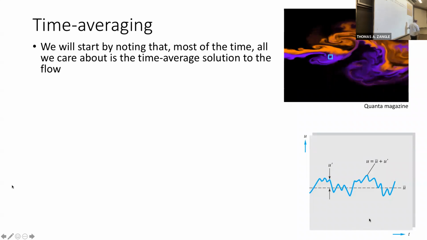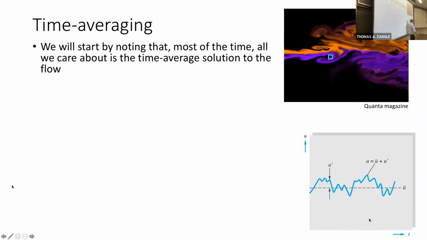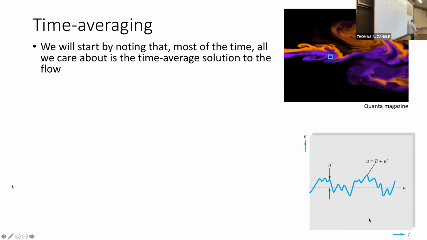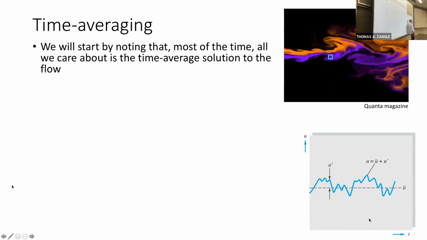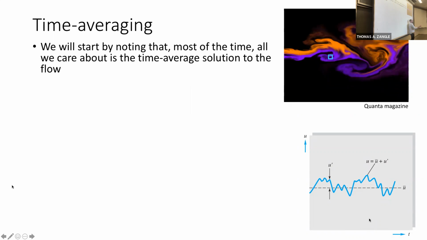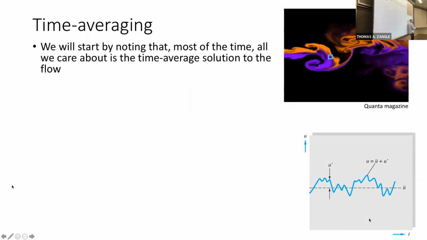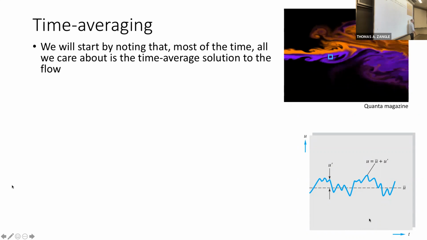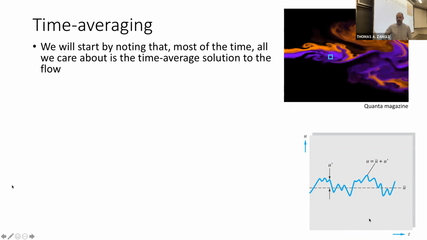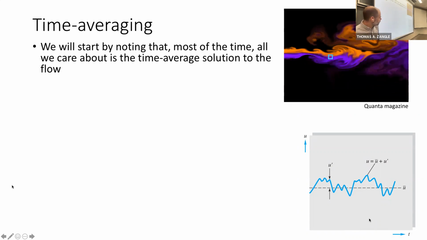So by splitting the velocity this way, we're basically saying the average velocity within the flow is the thing that I really care about in most engineering situations. And this other thing, which is hard to deal with, I'm going to see if I can develop some empirical way to get around that. Okay. So that's the core concept here. We call this time averaging.